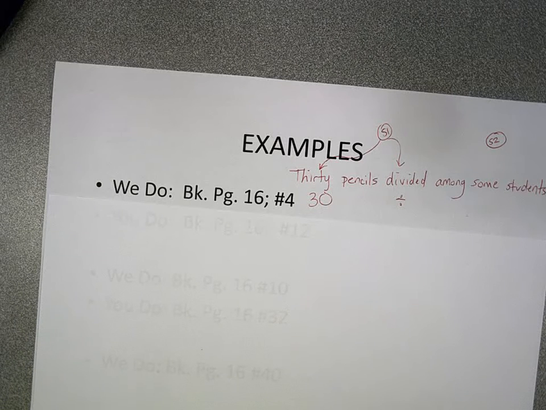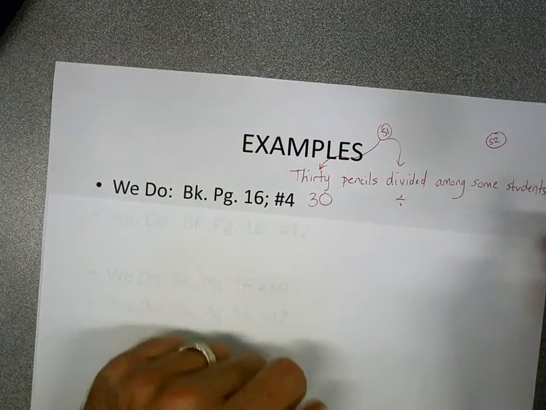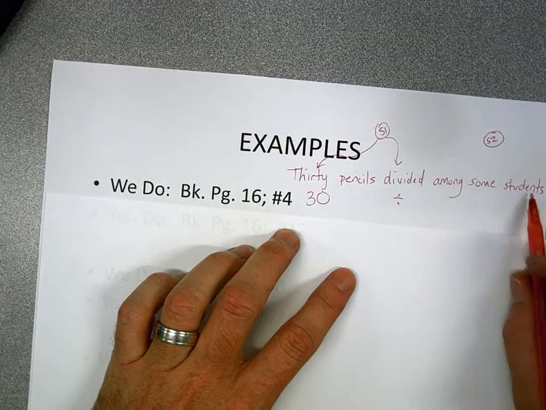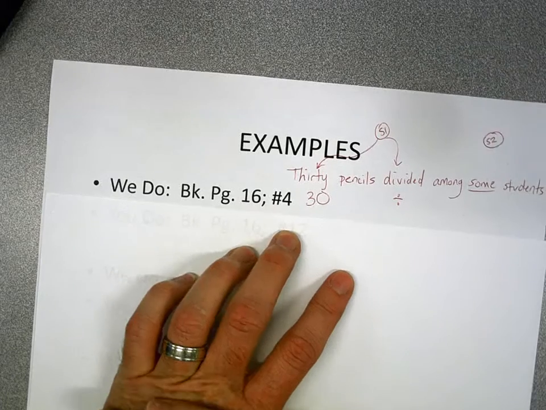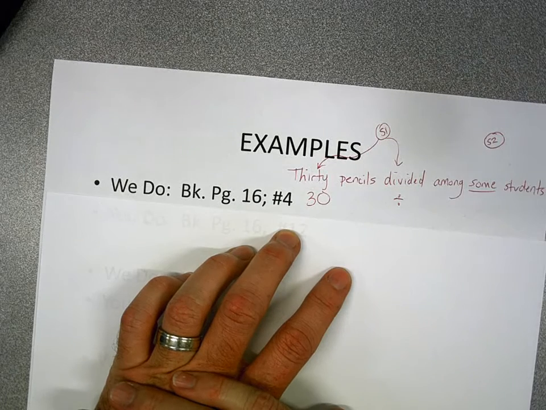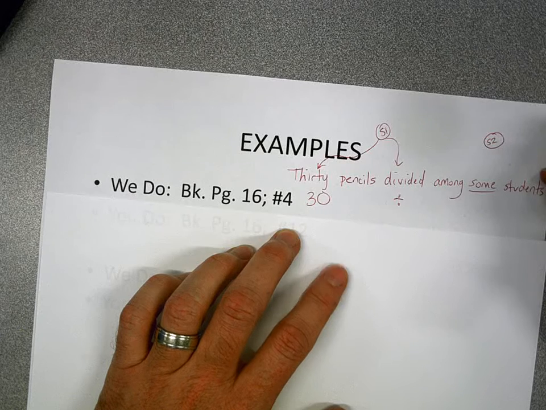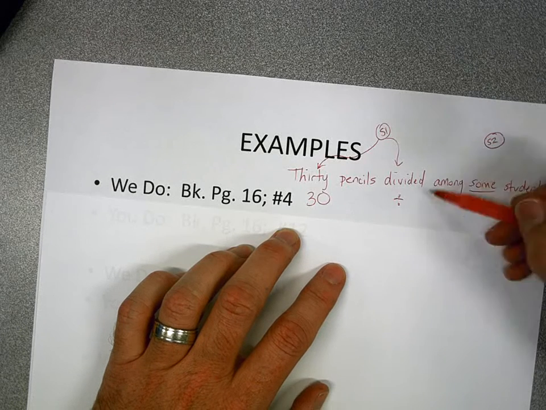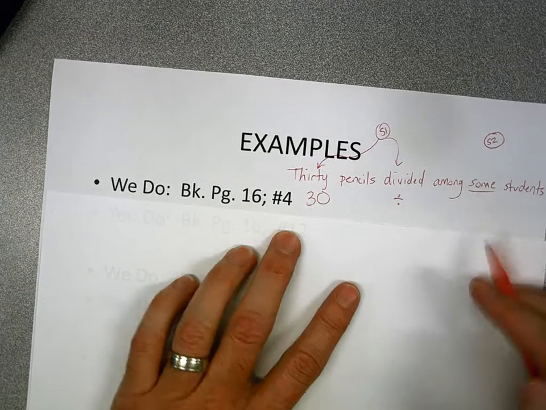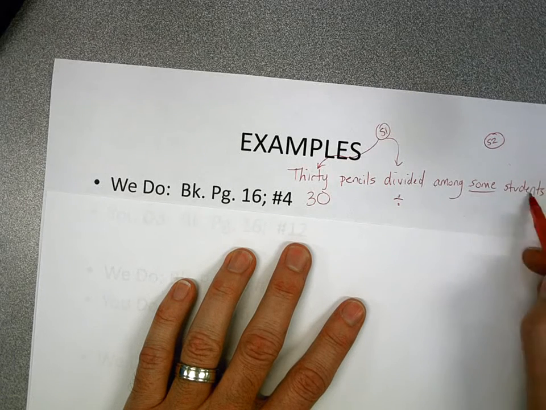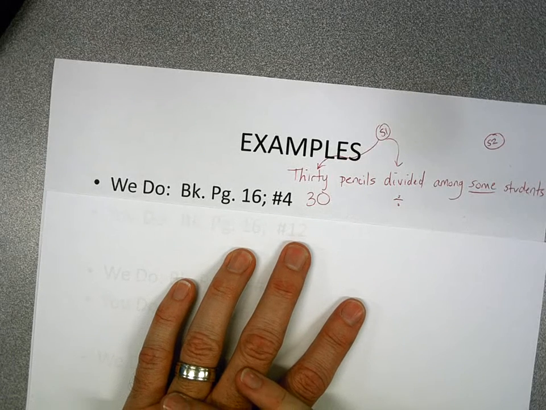Okay, and in this particular case, something that represents the variable: 30 pencils divided among some students. Well, the word "some" basically tells you that's the variable. Because we're not sure how many students, if it's 5 students, we'd write 5. If it's 10 students, we'd write 10. But the difference is they don't tell us how many students. So this is where we're going to put our variable, our letter.